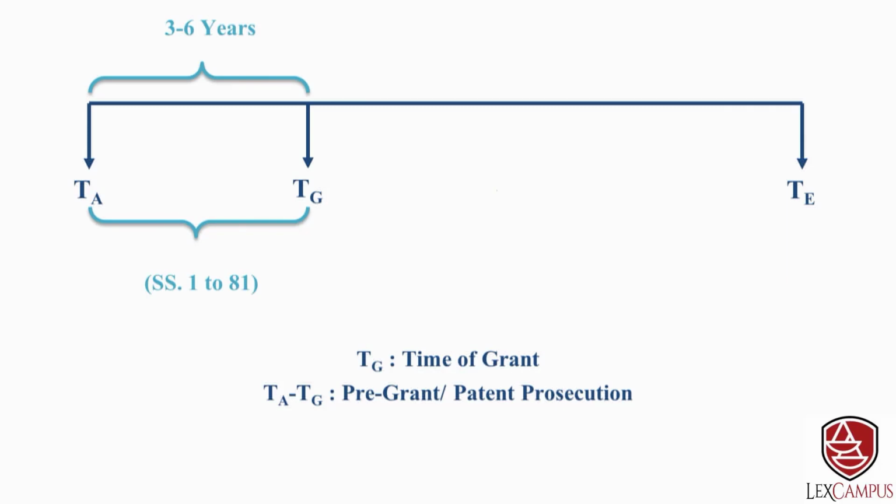So, if you need to draw a line demarcating the patent office's functions, then it will be around section 81. Anything before section 81, that is section 1 to section 81, are events that happen at the patent office up until the grant or soon after the grant.